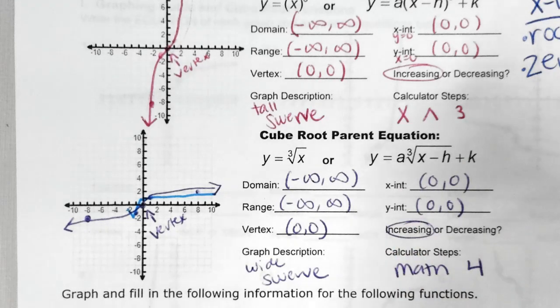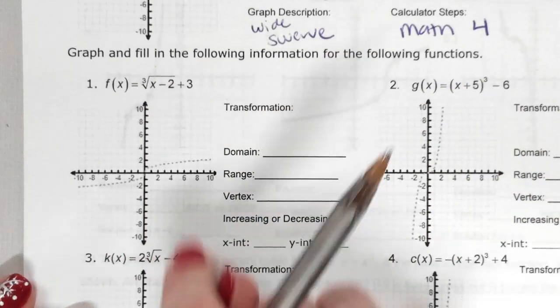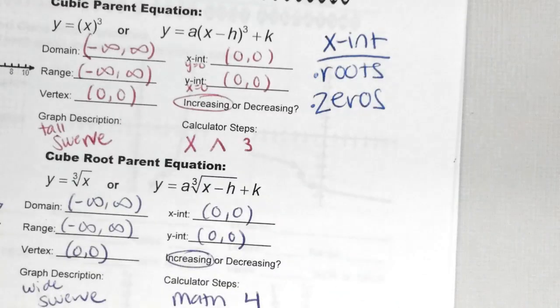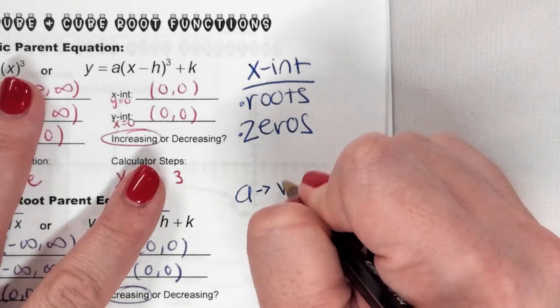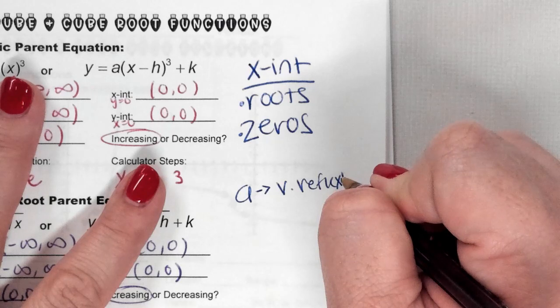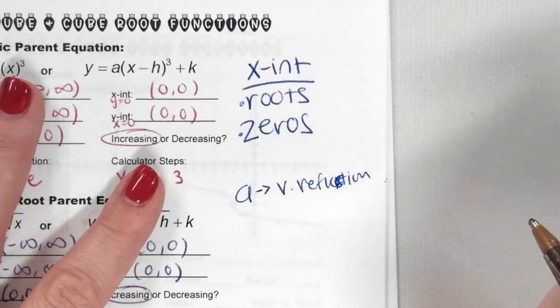Okay, so let's look at our cube root examples first. So we're going to look at number 1 and number 3. Look in here, before we even write anything down, I want you to realize that A is still the same thing. A makes our vertical reflections, or reflections over the x-axis. Reflection. Why did I spell that wrong? Okay, you get what I'm saying.